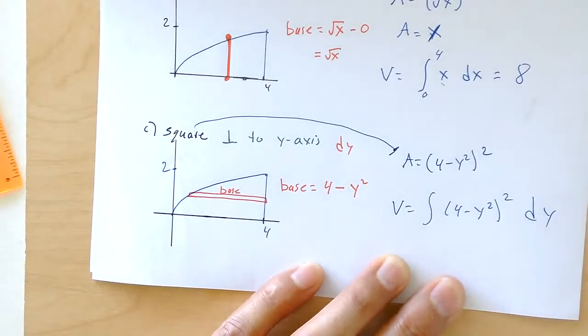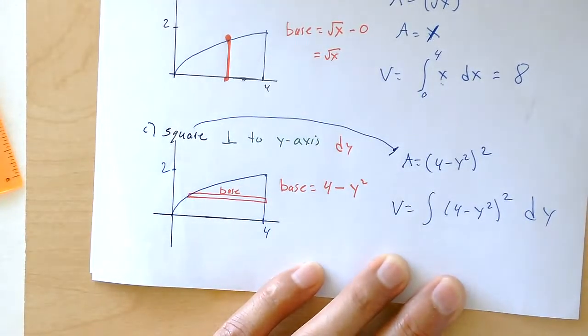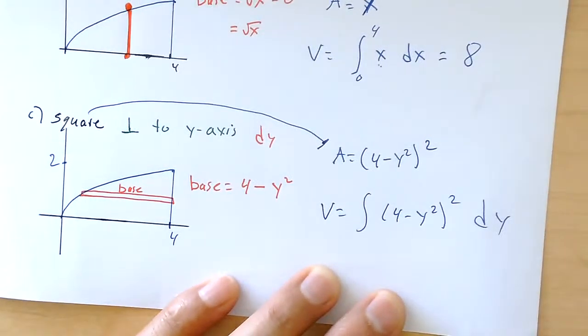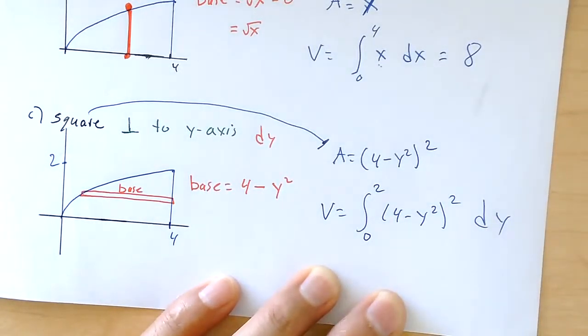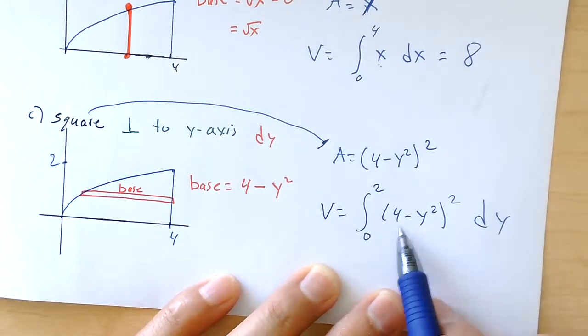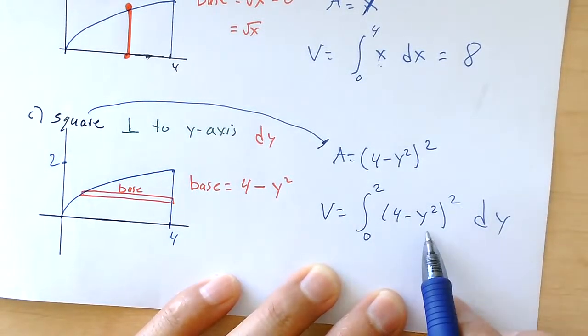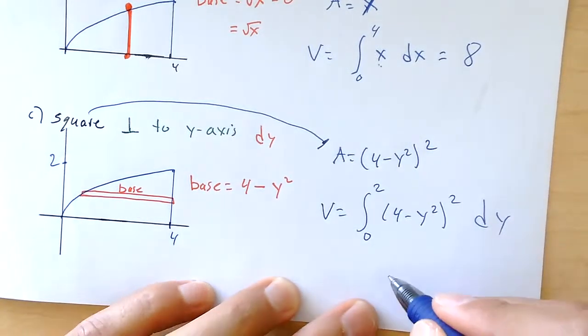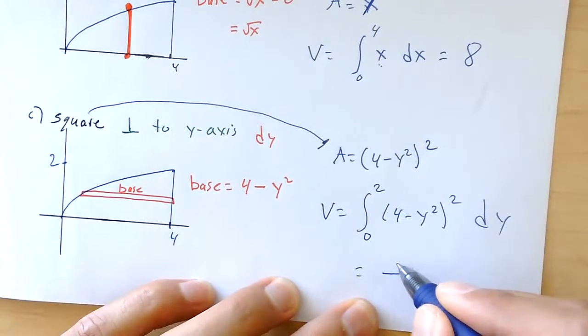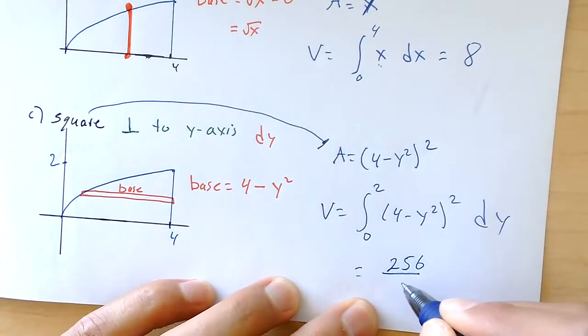dy. And looking at my limits in terms of y, I'm going from 0 to 2. Okay, I will let you integrate that. You have to expand that out. You have to square that binomial and then integrate. But either way, you should be getting as the final answer 256 over 15.